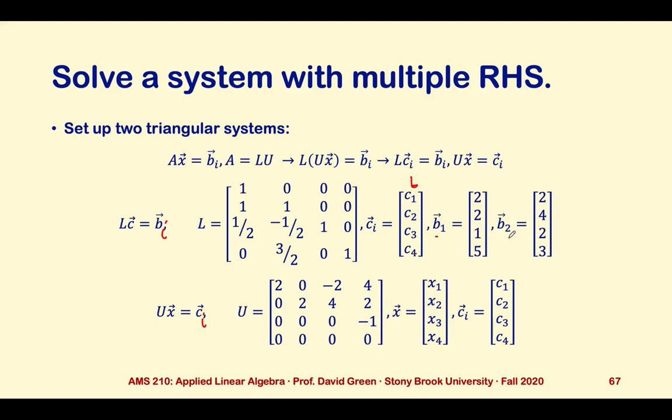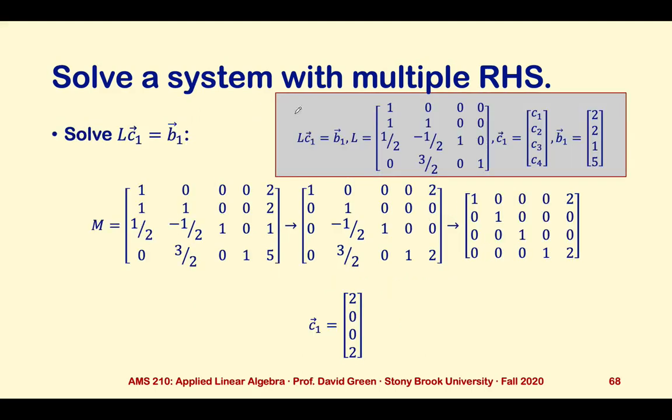We can write down the problem and set up the two triangular systems once in this way. To solve them, we need to go through the two solution steps separately for each right-hand side. Let's start with B1. We solve the first step, the lower triangular system for our right-hand side B1. How do we do this? We put L in the first block of an augmented matrix, B1 in the second.